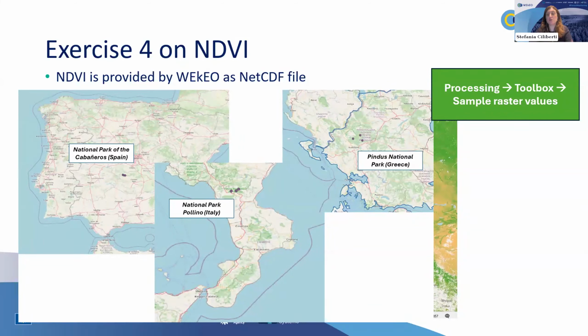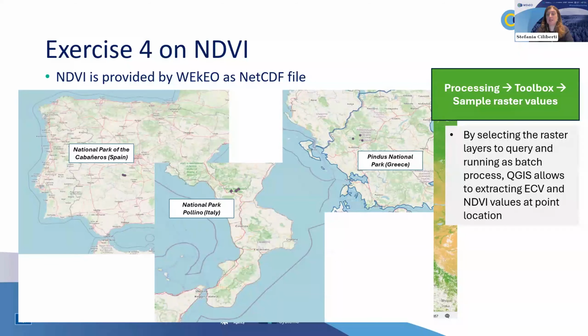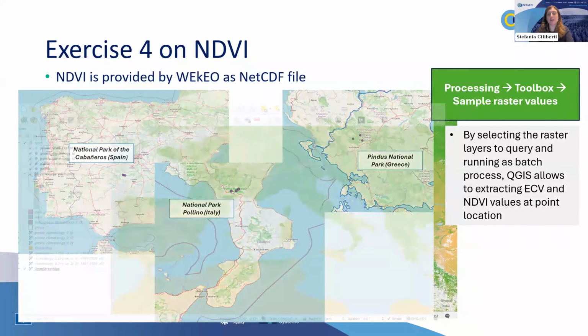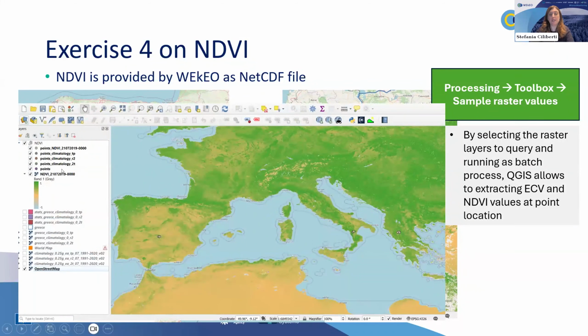In this way, for instance, choosing sample raster values, so points where I'm interested to extract at once the information from the essential climate variable and the NDVI in these 3 regions, and using the toolbox and particularly the sample raster values, I was able to run in batch process, so in one shot, all the files and extract the relevant information, as it is shown at the end when you run, and these steps are described also in the document.